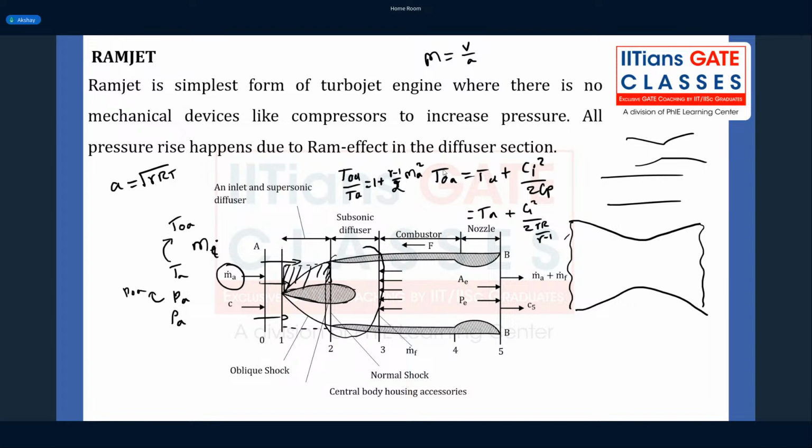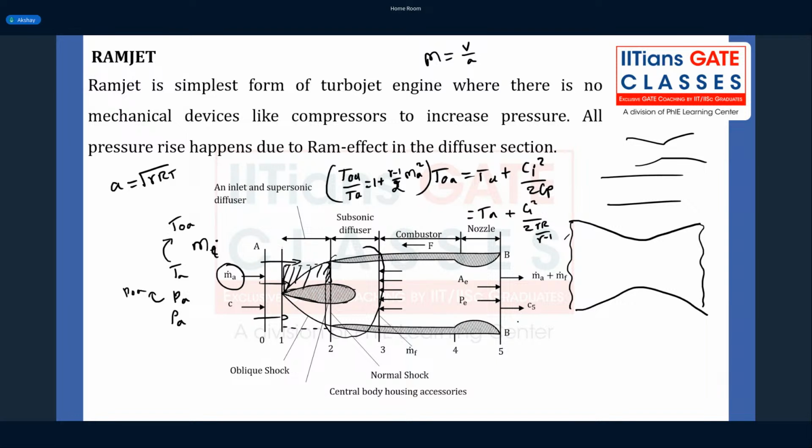Way before we enter this particular discussion, you might study these concepts in your gas dynamics, so it becomes much easier for you to understand what we are dealing with in these sessions. Okay, so now we have a form like this.